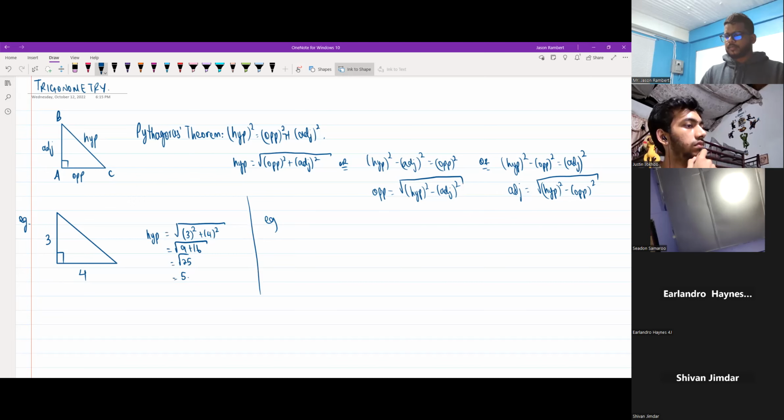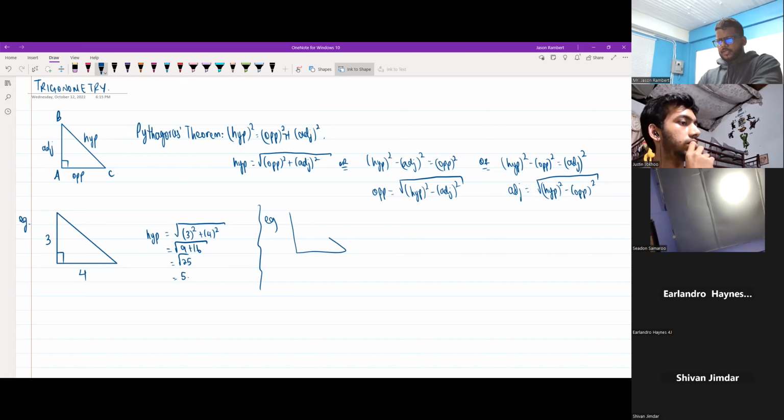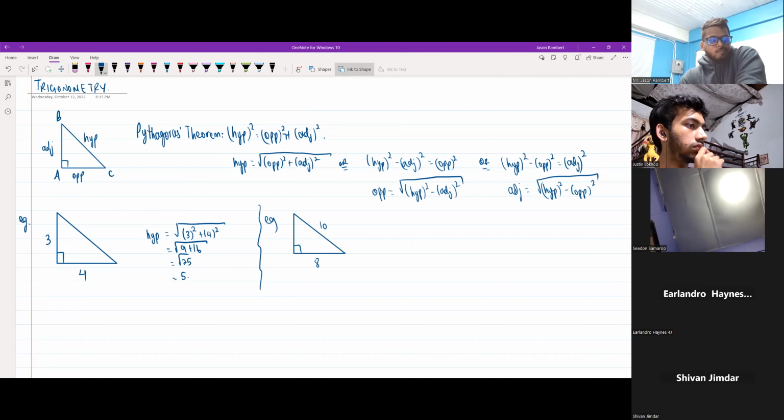If we do our next example, this time, obviously, the missing side is going to be either the adjacent or the opposite, either or. All right? Next triangle here. Right angle here. Let me say I have 10 and 8. Where's the missing side?